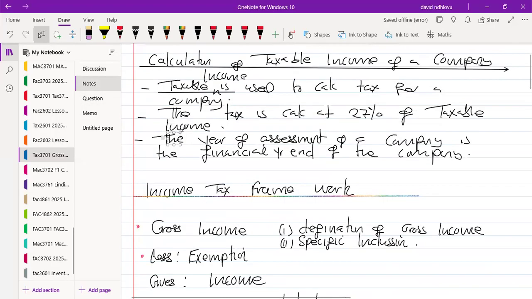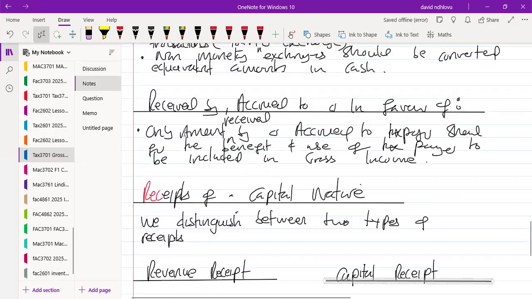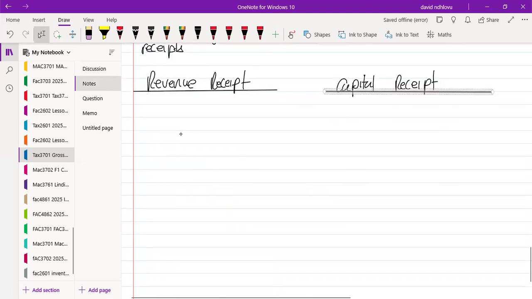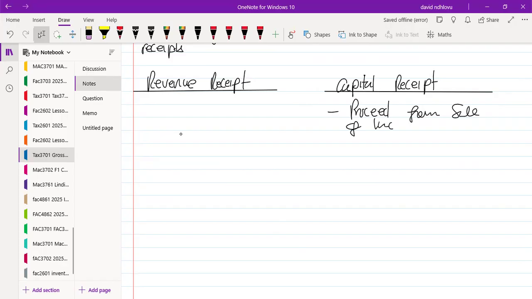So this is how we explain it also here. When we talk about capital receipts, this is proceeds from the sale of income producing assets. It's like when you sell a non-current asset. Remember, a non-current asset is an asset that produces income. Should you decide to sell it, then it gives you a capital receipt.